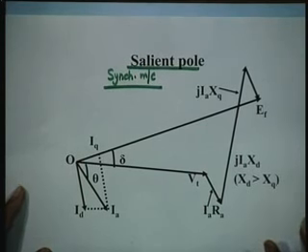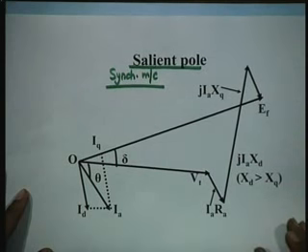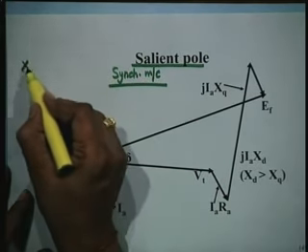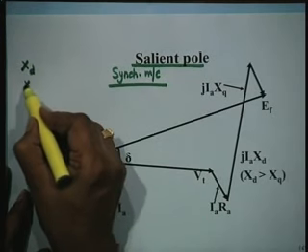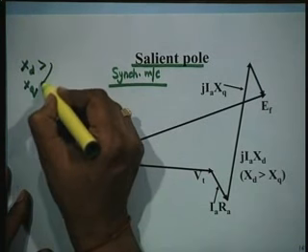The air gap is not uniform. I have drawn the picture yesterday. So, what happens? There are two reactances, direct axis and quadrature axis, and XD is more than XQ.